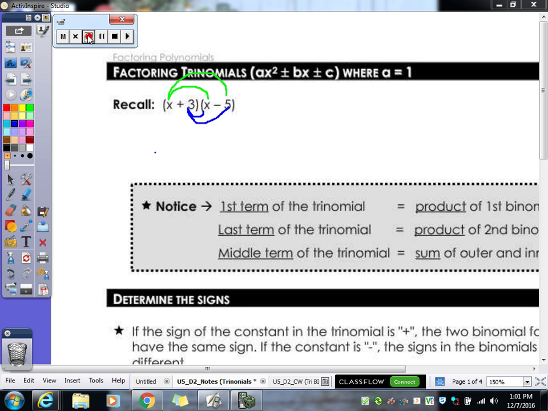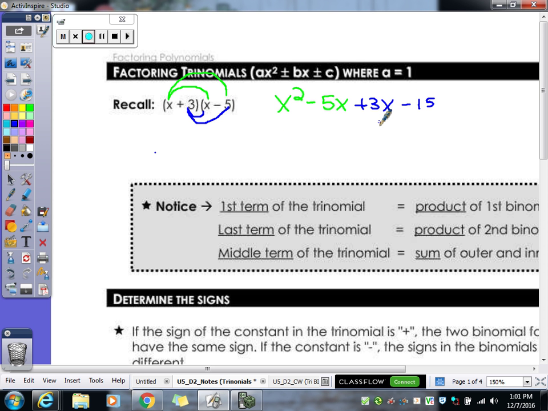Okay, so when we double distribute here, x times x should have given you x squared. X times negative 5 should give you negative 5x. Then when I multiply the 3 times the x, I'm going to get a positive 3x. A 3 times negative 5, I get a negative 15.